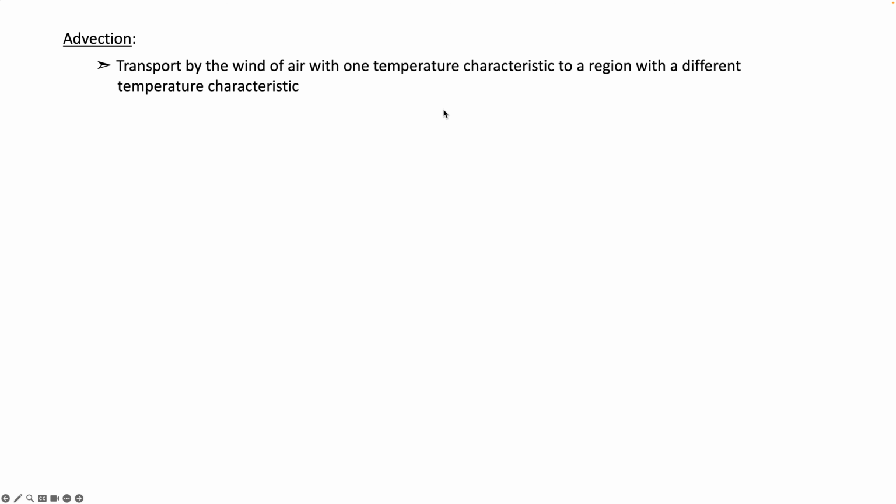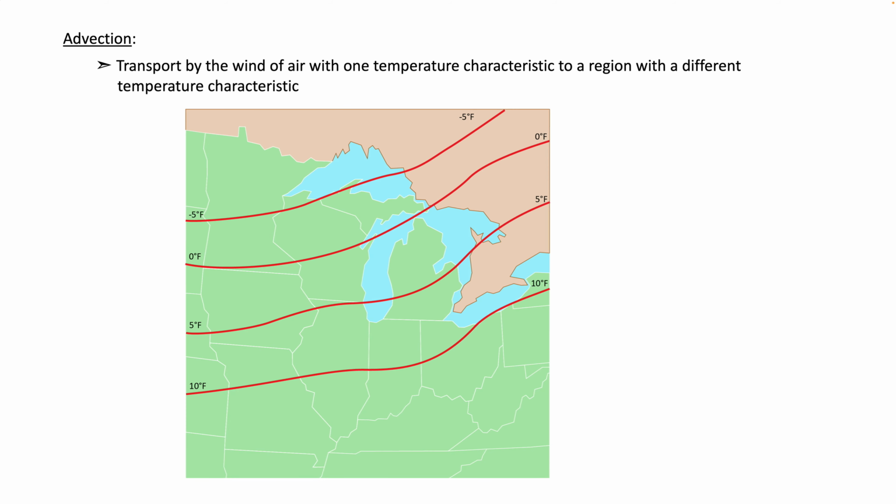Advection, and this is the actual definition I want you to have, is the transport by the wind of air with one temperature characteristic to a region that has a different temperature characteristic. So that's a lot of words for a concept that's actually pretty easy. So let's start with the first figure in the investigation. This is just a schematic of the northeastern quarter of the United States.